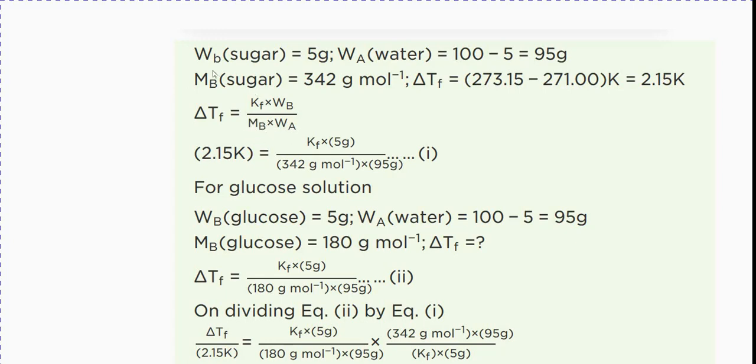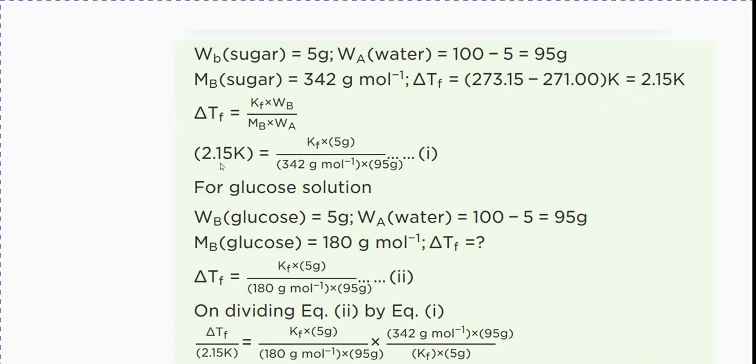Clear? Sugar is the solute here. So the weight of the solute is 5 gram, and the weight of the solvent is the total amount of solution, 100, minus the solute, so 100 minus 5 is 95 gram. The molar mass of sugar is 342 grams per mole. ΔTf, the difference in freezing point of pure water and cane sugar, is 273.15 minus 271, which is equal to 2.15 K.